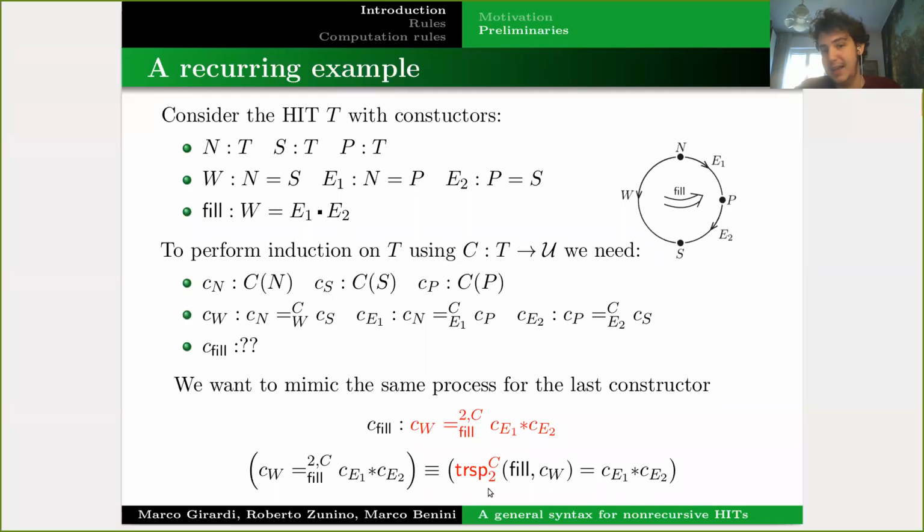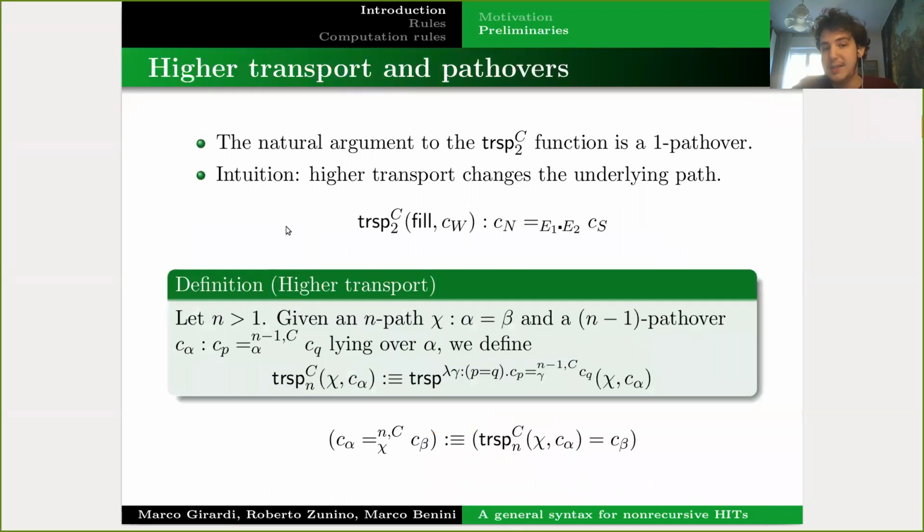From this, we can see that the natural argument we have to pass to the transport 2 function is actually a pathover at the previous level. Here, CW is a 1 pathover. And in some sense, what does this transport 2 function we would like to define do? It changes the underlying path. Here, CW was a path lying over W, and its output has to be something that is a path with the same endpoints, but that lies over the concatenation of E1 and E2, which was the other endpoint of constructor field. How can we give this definition?